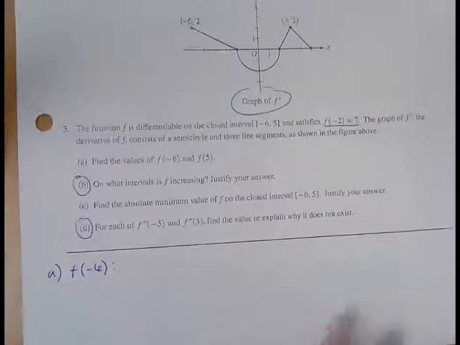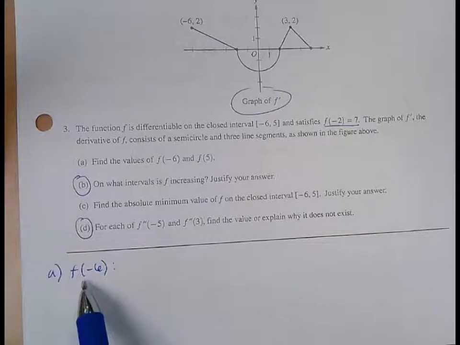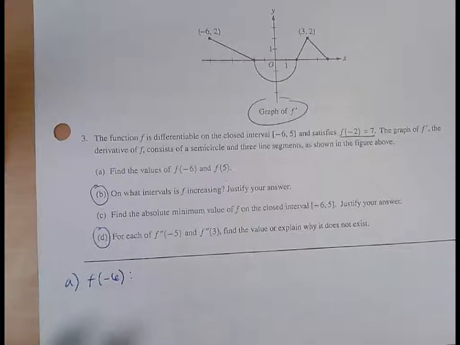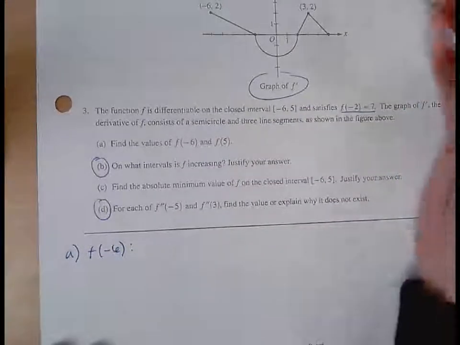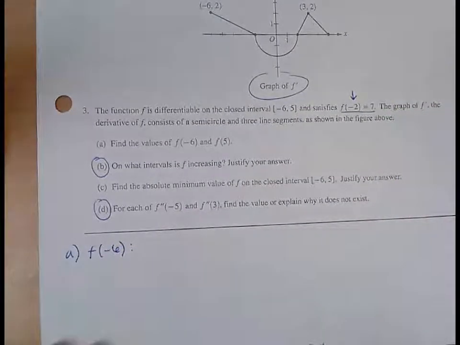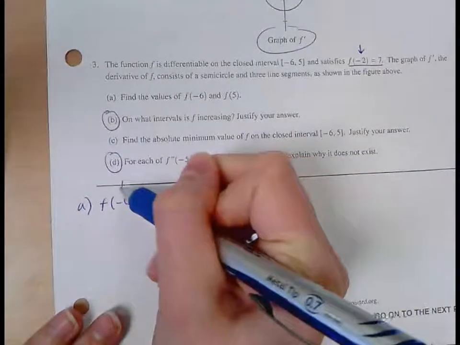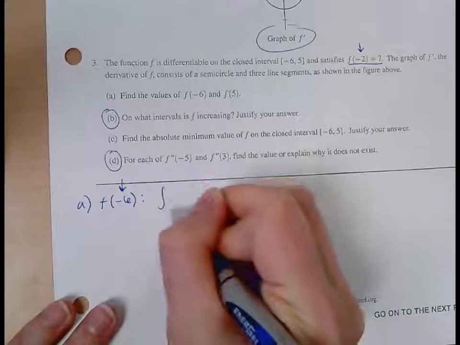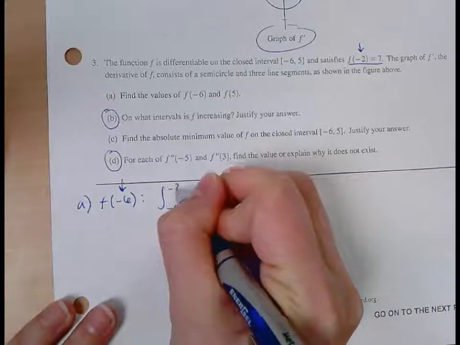Now, f, compared to f prime, would be the antiderivative. So we would be able to set up an integral to help us find the value of f of -6. I just want to show you how to work with this. Because we're given the function value at -2, and we're trying to find the function value at -6, I'm going to set up the integral from -6 to -2.